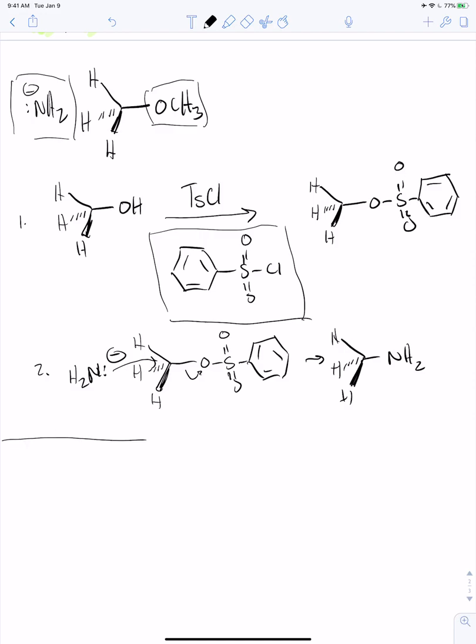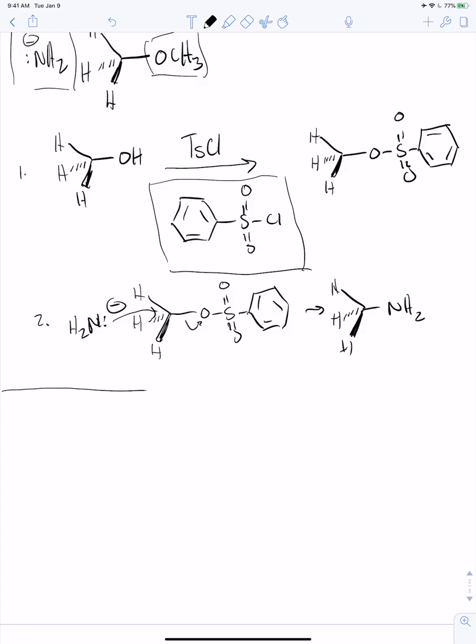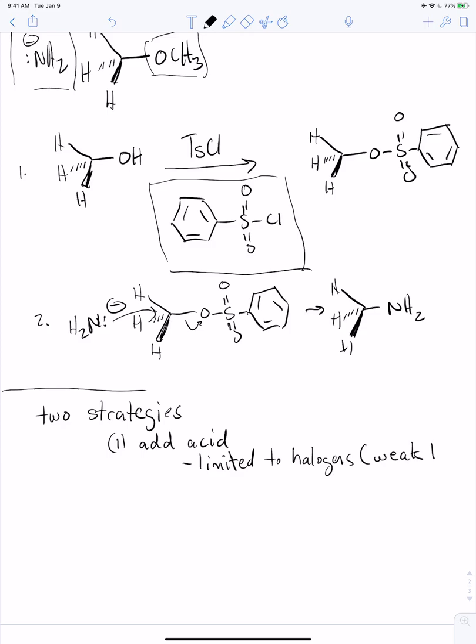Okay. So what are the takeaways from this lesson? Our two strategies are, one, add acid. But this has limitations, right? Limited, for the most part, to halogens. But I'm going to put in parentheses because I'm sure there are other ones where you could imagine this working. Weak bases. So basically, you just need something where the nucleophile is not so basic that it reacts with the acid. That's the issue, right?